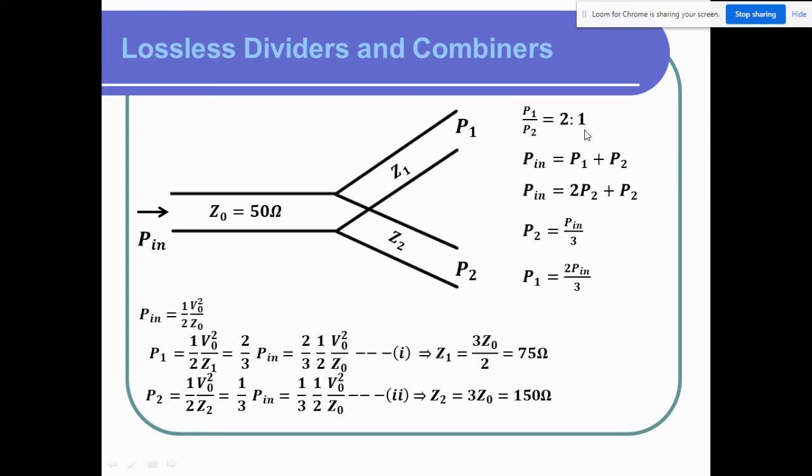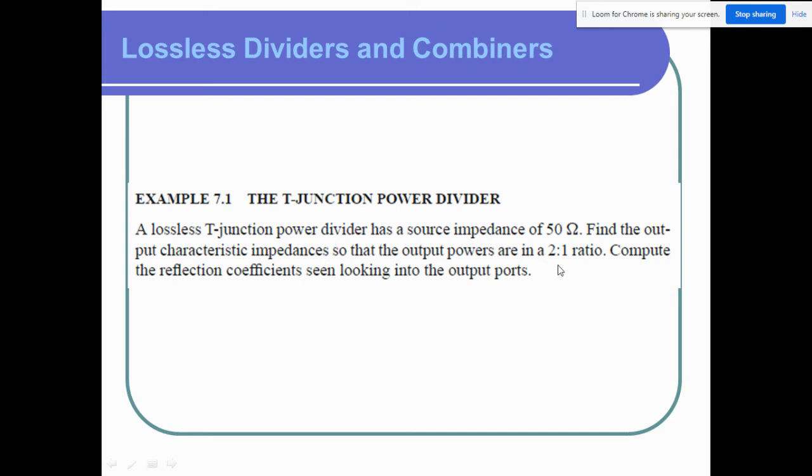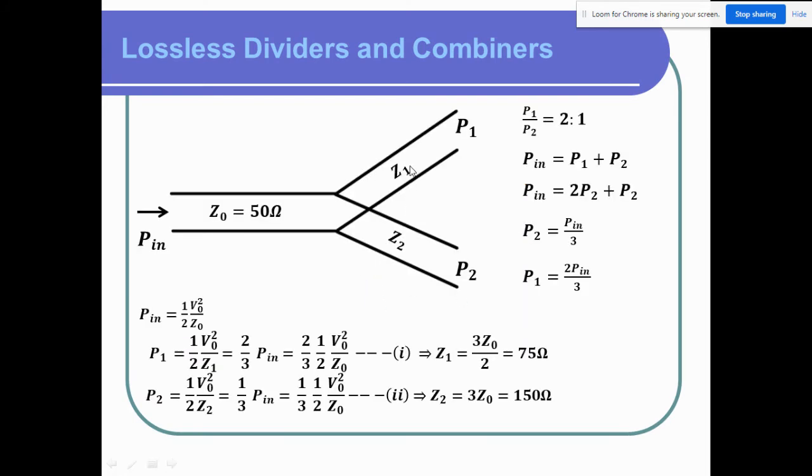Now from these two equations, we find out what they are in terms of P in. So in terms of P in, P2 is 1/3 of the P in, and P1 is 2/3 of the P in, where P in means the input power. So this is what we have. We go back to what we have and compute the reflection coefficient, right? And find out the characteristic impedances. So our goal is to find the characteristic impedances of Z1 and Z2.